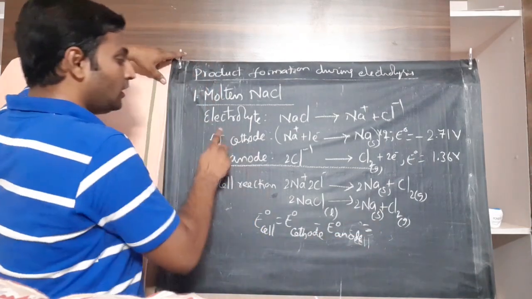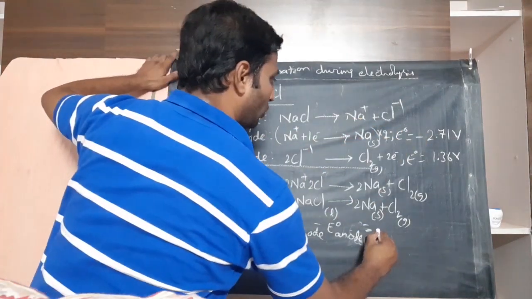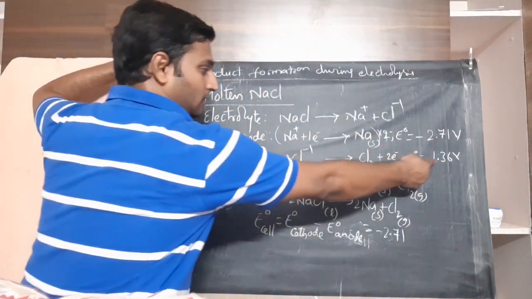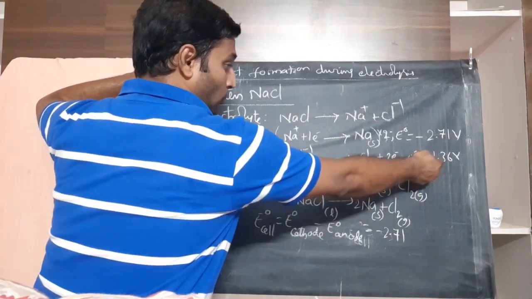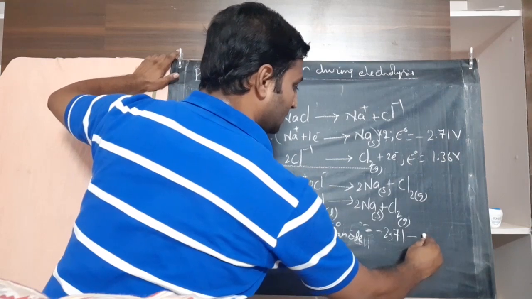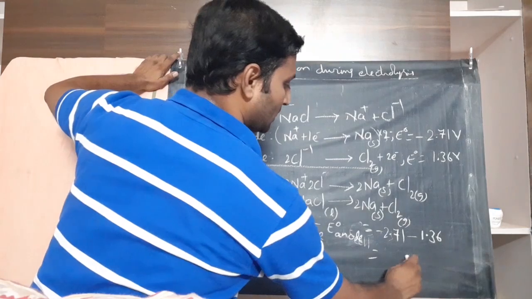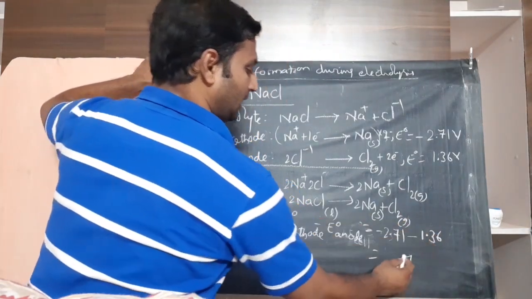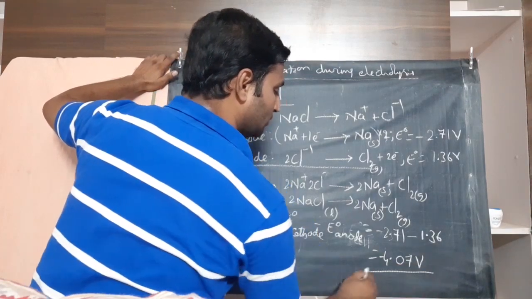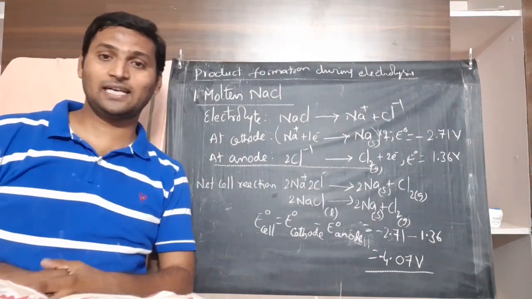Now you observe. Which is the cathodic reaction here? Reduction of sodium. The electrode potential is minus 2.71. Which is the anodic reaction here? Chloride ion, and that is 1.36, reduction potential only. So minus of plus will be minus 1.36. You add that. 6 plus 1, 7. 7 plus 3, 10. 2 plus 2, 4. So minus 4.07 volts.